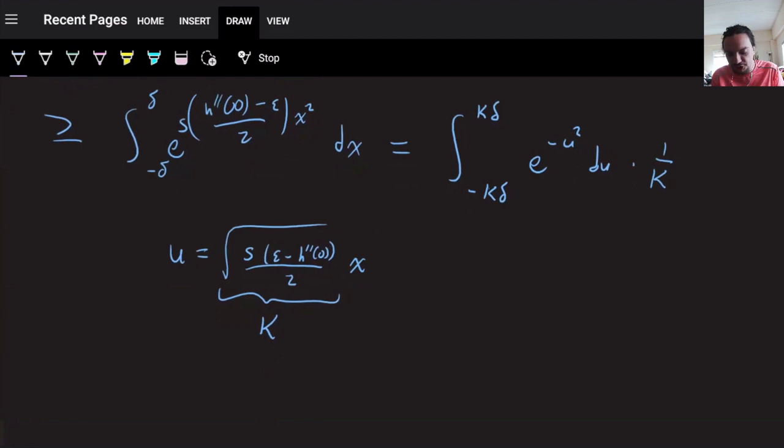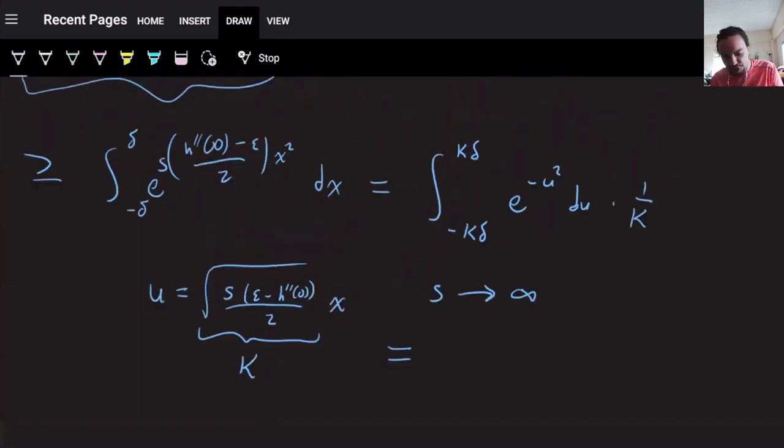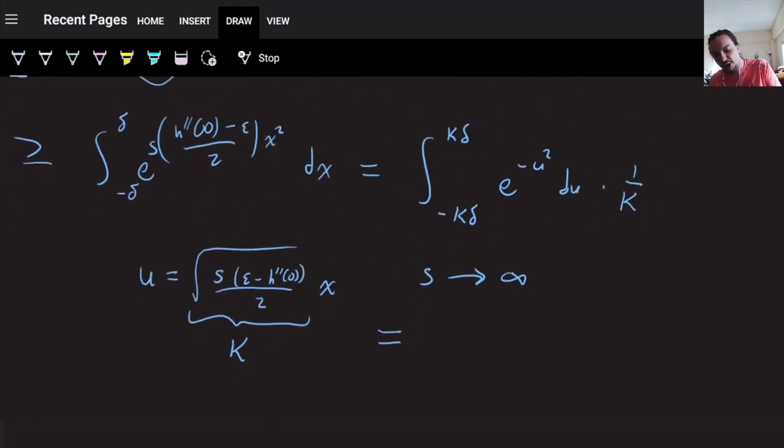So that's what the integral ends up being equal to. Okay, but now I can use the fact that s is going to infinity. So as s goes to infinity, k goes to infinity, right? And as s goes to infinity, k goes to infinity here, k goes to infinity there. So the integral goes to infinity.